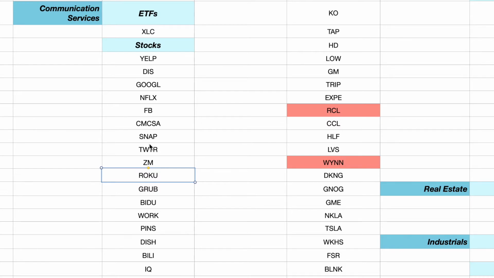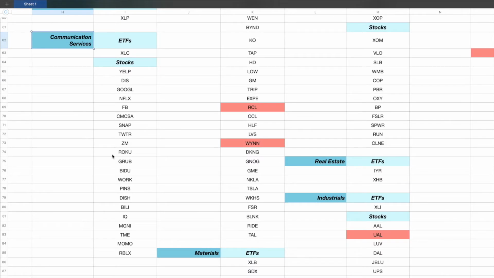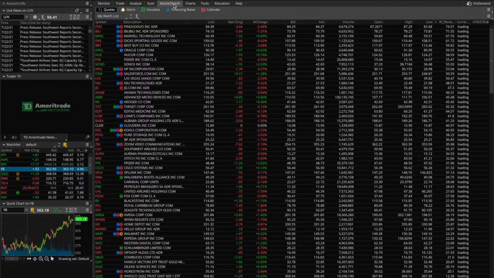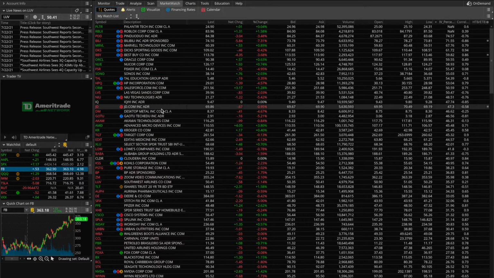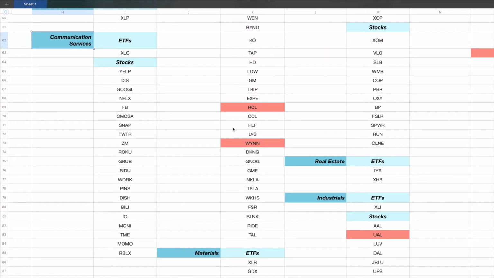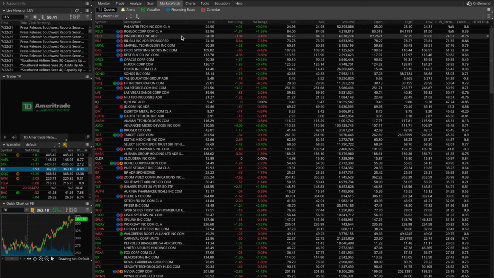So that means when I go into my trading platform, I'm going to keep this sector and these stocks in mind. Now the next step is I'll actually come over to my trading platform and we'll go to the Market Watch tab. And this is the exact same watch list that I just showed you on the spreadsheet, right? I took all these stocks and all these ETFs and just imported them into thinkorswim.